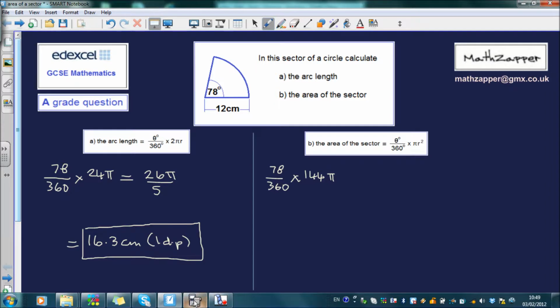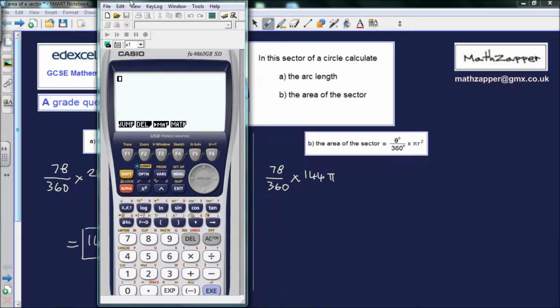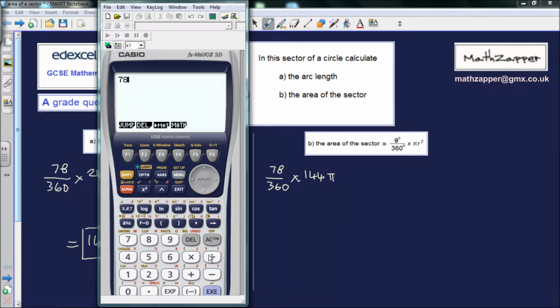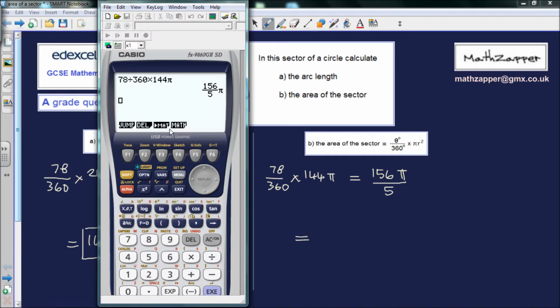And again, bring up the calculator, and we can put that in straight away. 78 divided by 360 multiplied by 144 pi gives us an answer of 156 pi divided by 5. So again, we'll write that in, 156 pi divided by 5. And we'll go back to the calculator, press the FD button. What's the decimal equivalent? 98.0 to 1 decimal place.